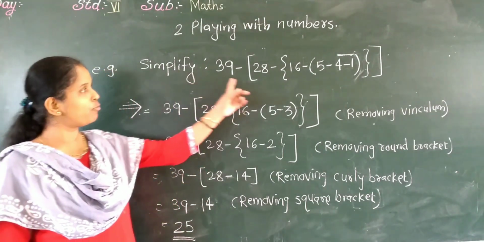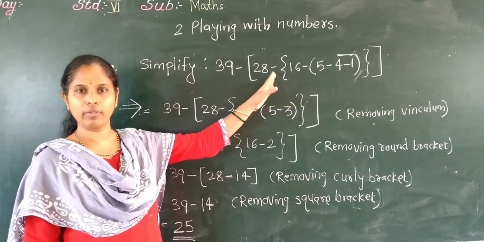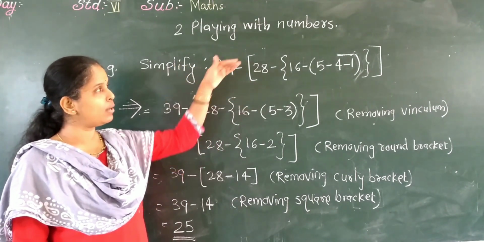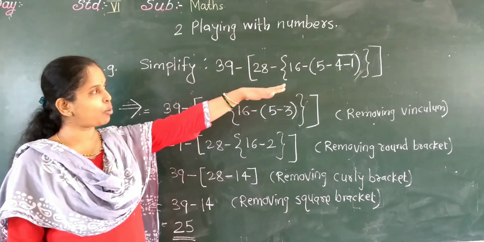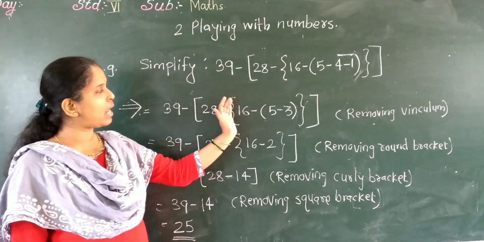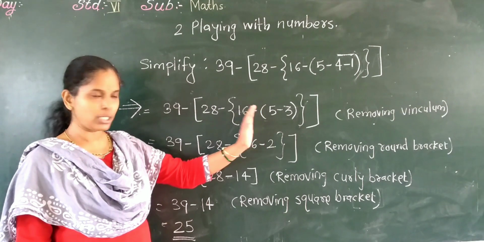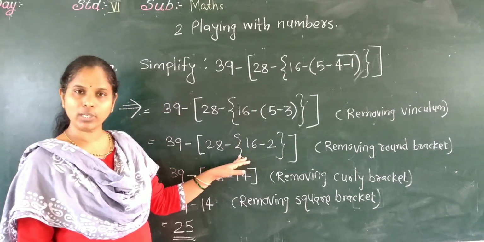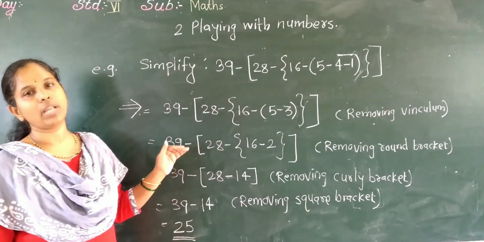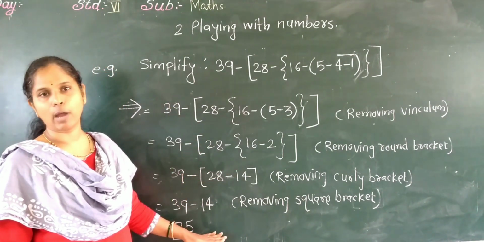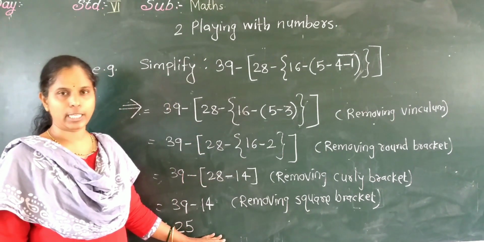Followed? When a number of brackets are given in the expression, how do we solve? First, if a bar is there, that operation we have to do first. Then we solve the simple bracket, or round bracket as it is also called. Then we go for the curly bracket and at the end we solve the square bracket. This is the sequence, and in this way we have to solve the mathematical expression.